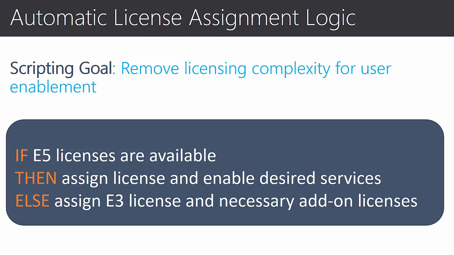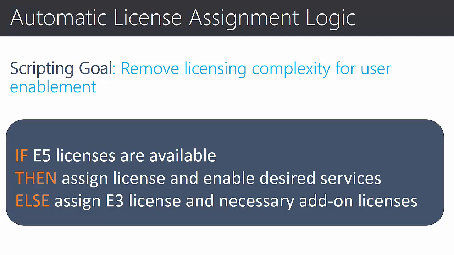A couple of things that I want to make sure that I go through in this script. One of the goals that I had in the script was to remove licensing complexity for user enablement. I didn't want you to have to know exactly what all your licenses were and which licenses had to be assigned, and if it was E5, what it meant for what you had to turn on in order to enable specific services, or if you had an E3 license, what you'd have to turn on and what necessary add-on licenses were enabled. So in the input file, I just say, do you want to enable Cloud PBX, or do you want to enable Cloud PSTN and conferencing?